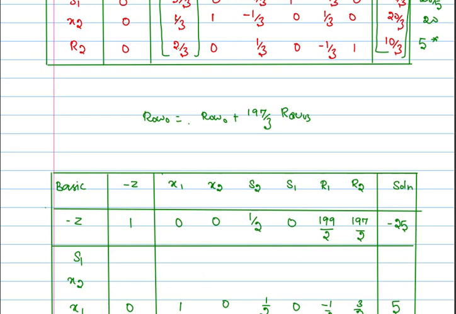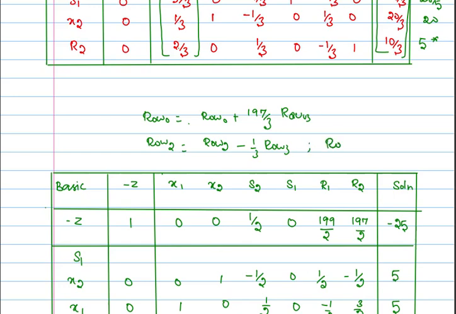Then the x2 coefficient, here also I want to make it 0. So row 2 is row 2 minus 1 by 3 row 3. So you apply the idea: 0, here you will get 0, here you get 1 minus 1 divided by 2, 0, 1 by 2 minus 1 by 2, and the right hand side you will get 5.